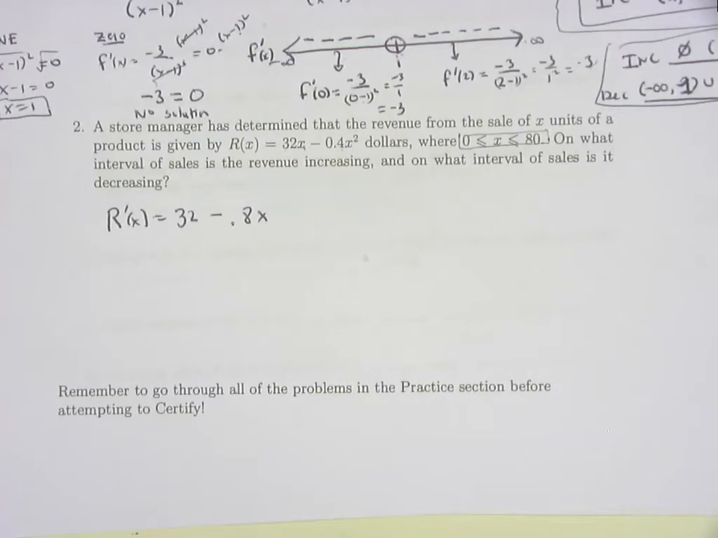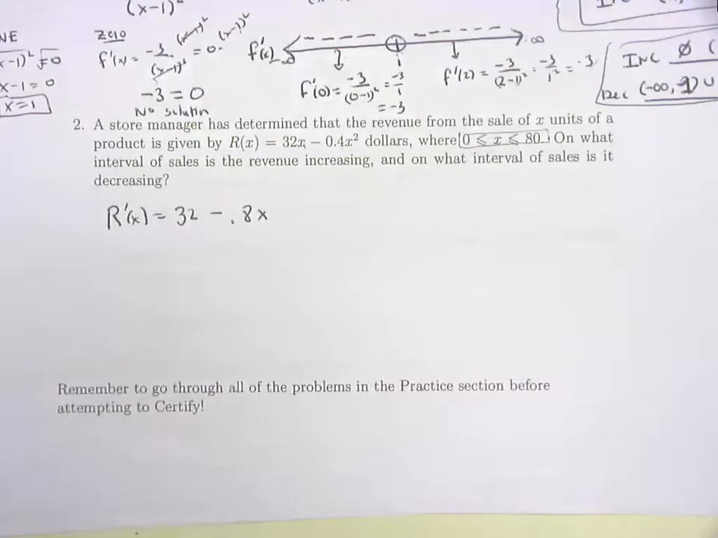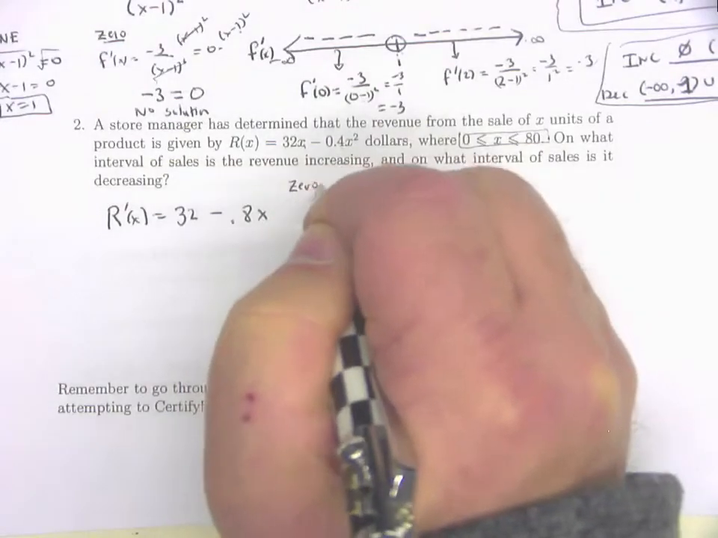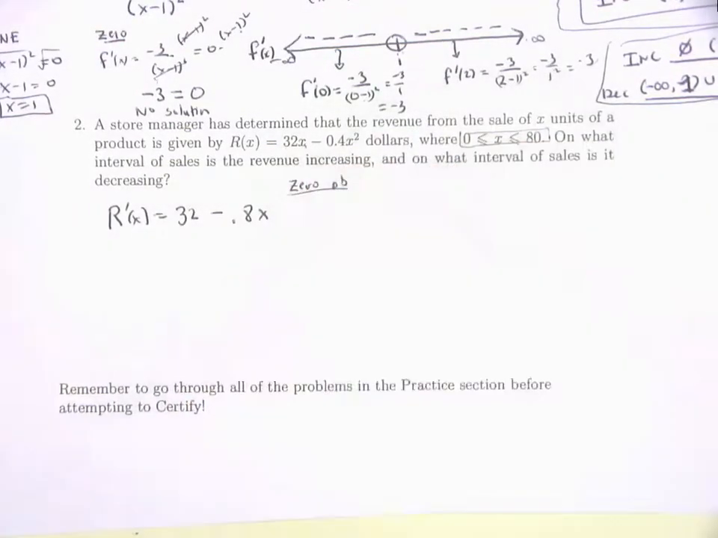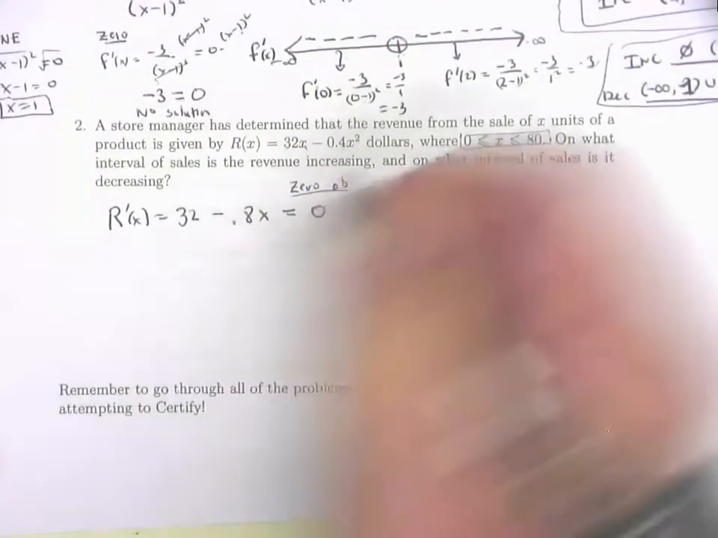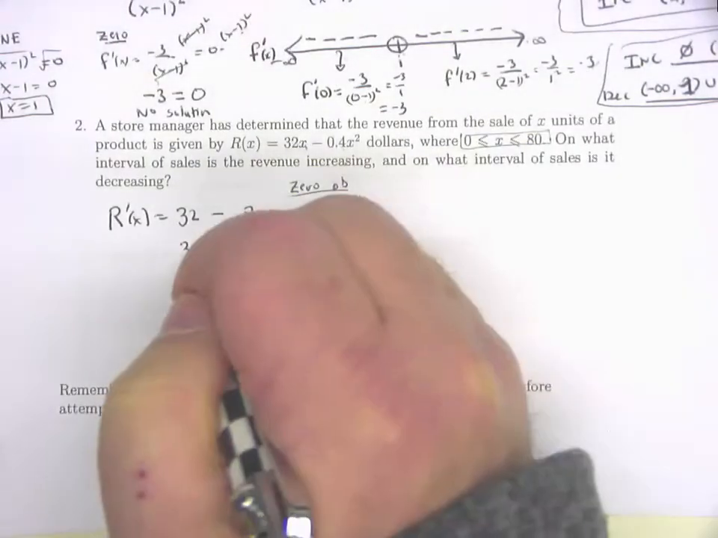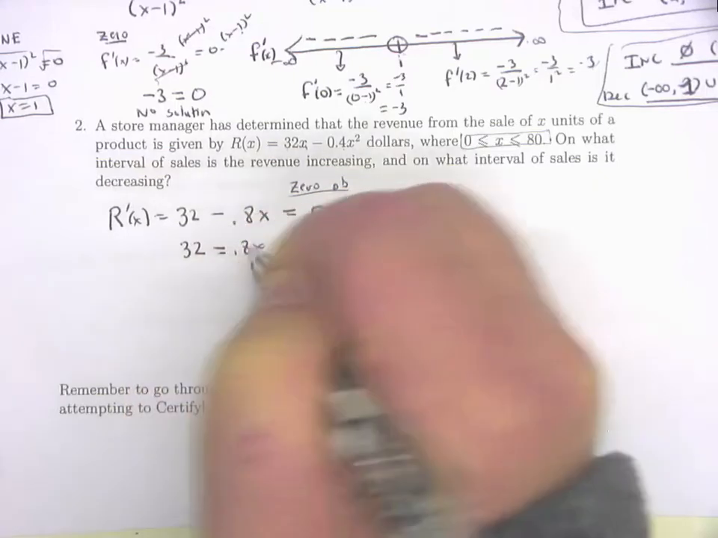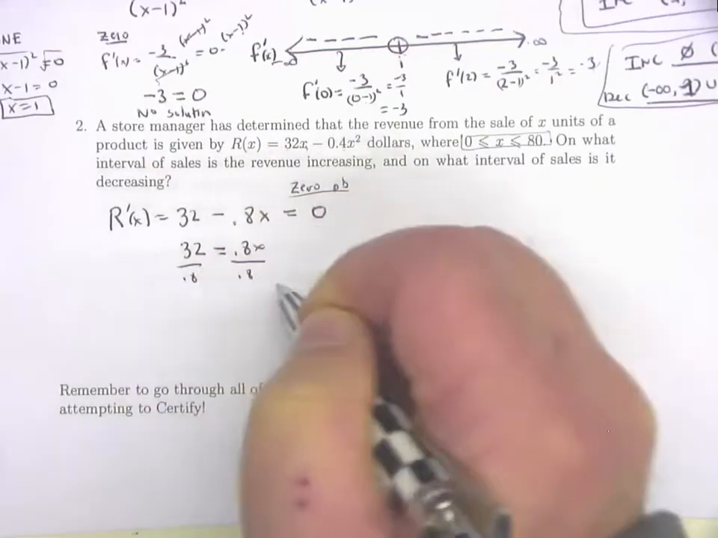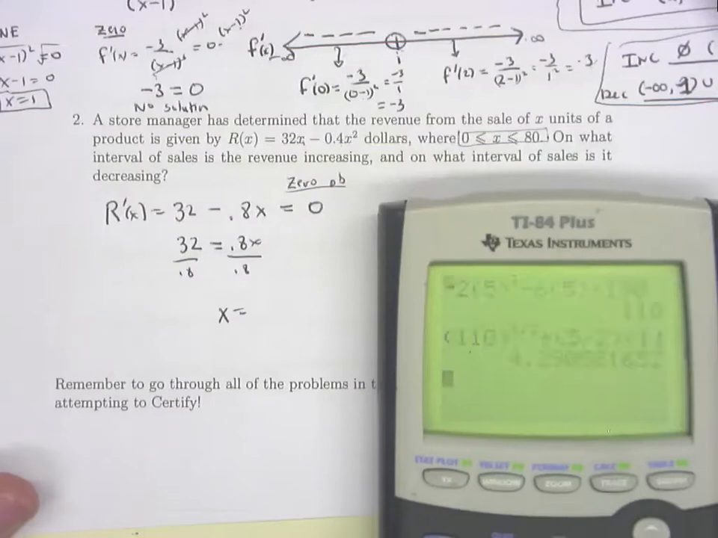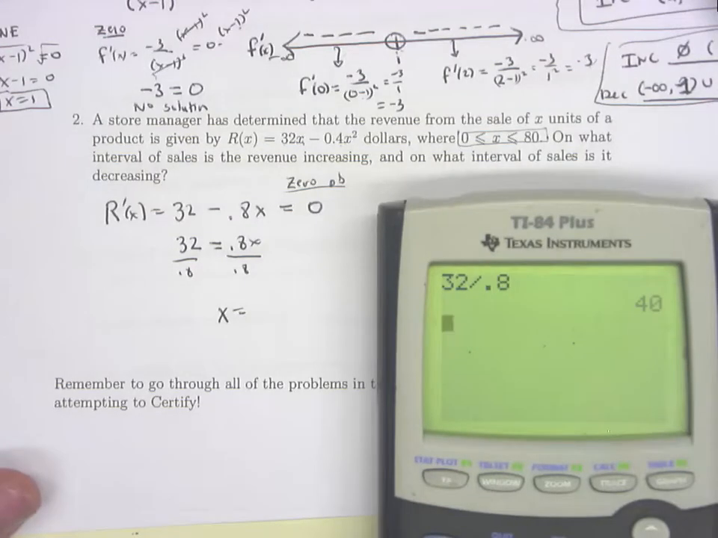First off, you notice there's no fraction here, so I don't have to worry about points that don't exist, but I do need to find my 0 points. Just to get you set for the next section, the points where the derivative is equal to 0 are also known as the critical points. So we're going to find the critical points by setting the derivative equal to 0. I'm going to add 0.8x to both sides. That gives me 32 equals 0.8x. Then I'm going to divide by 0.8 on both sides, and I get x is equal to, grabbing my handy dandy calculator, 32 divided by 0.8 is 40.